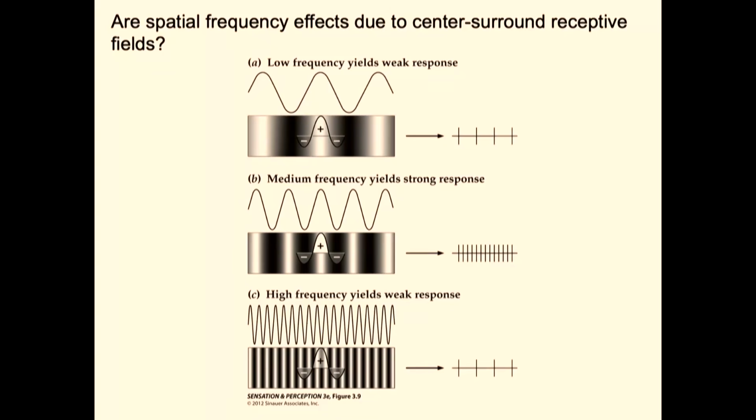So does anybody have an idea for how we could test that theory of spatial frequency channels? How could we test whether your spatial frequency selectivity is due to center surround receptive fields?